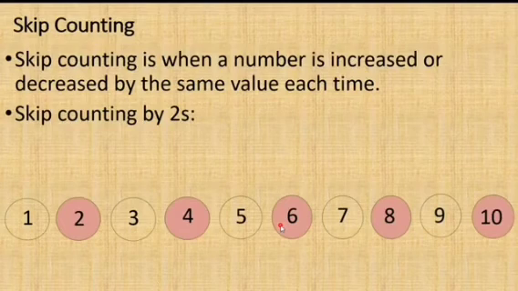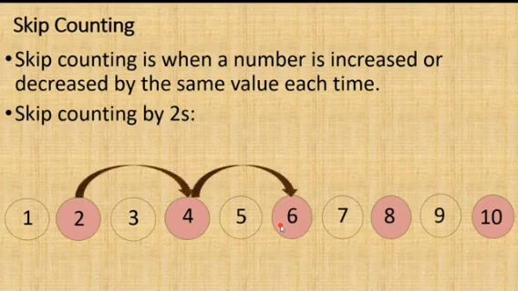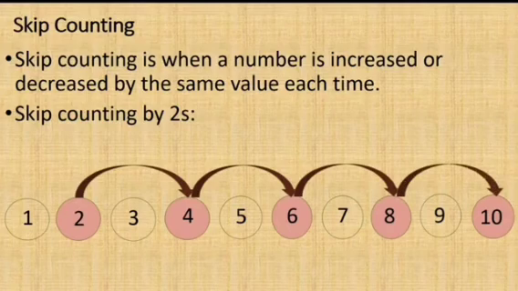Now for skip counting. Skip counting is when a number is increased or decreased by the same value each time. Skip counting by twos. To count by twos, we add 2 to get the next number. Can you see the pattern here? Children, what are you observing? They all are even numbers. They all form a pattern of even numbers.